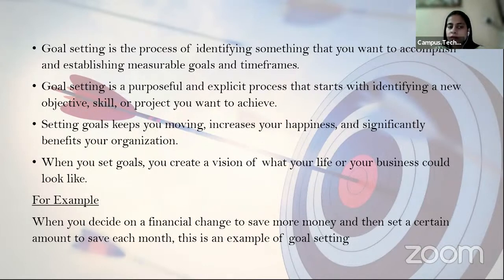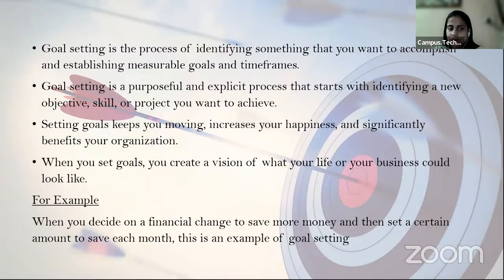When you set goals, you create a vision of what your life or your business could look like. You are seeing a far vision: once the goal setting is done, once I achieve my goals, once I reach close to my goals, how my business is going to look.